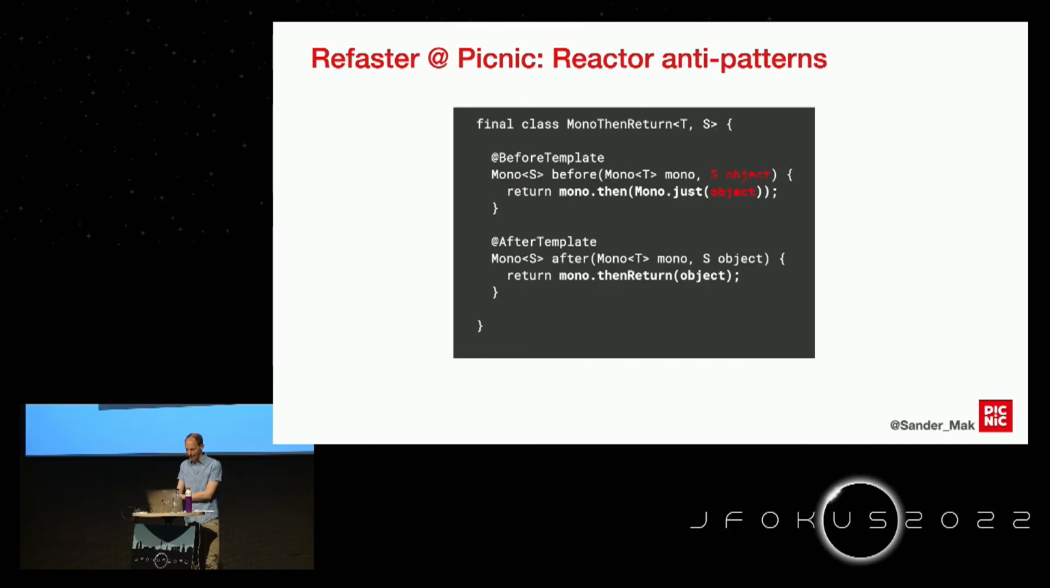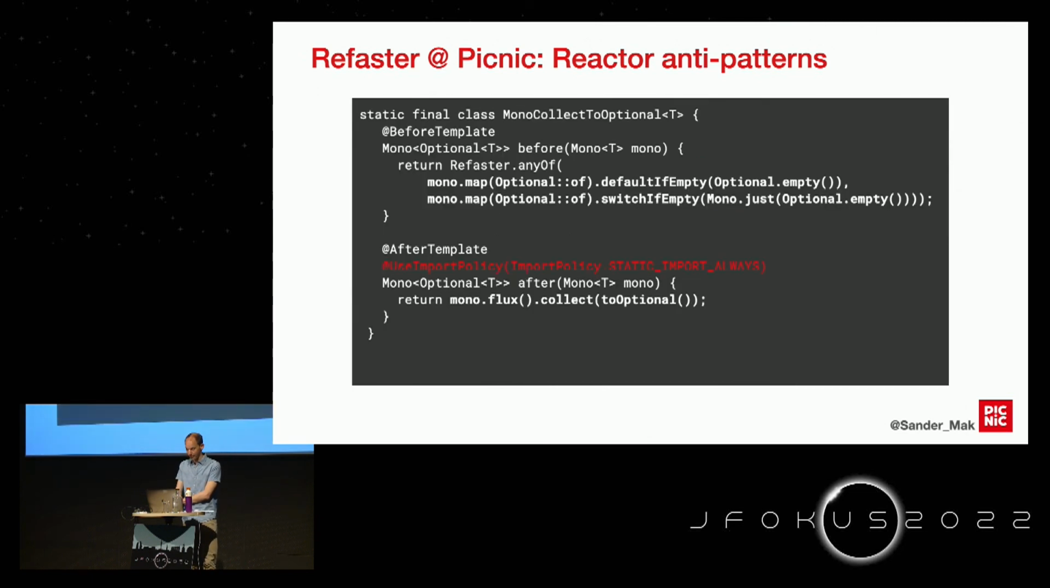So just to give a few more examples, we also use Reactor for reactive programming. Over time, you also find some anti-patterns in these kinds of code bases. Then you can also use Refaster to rewrite those and create these kinds of patterns for your code base to improve step by step.